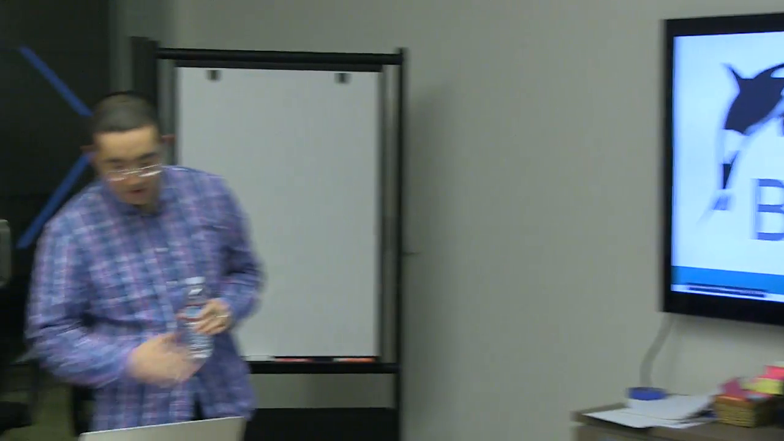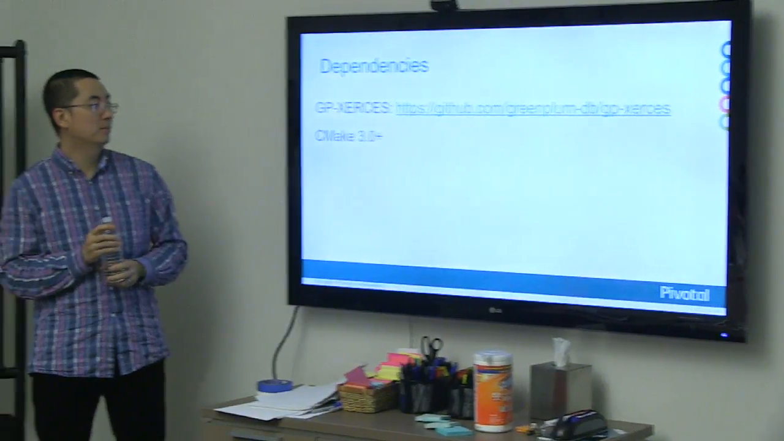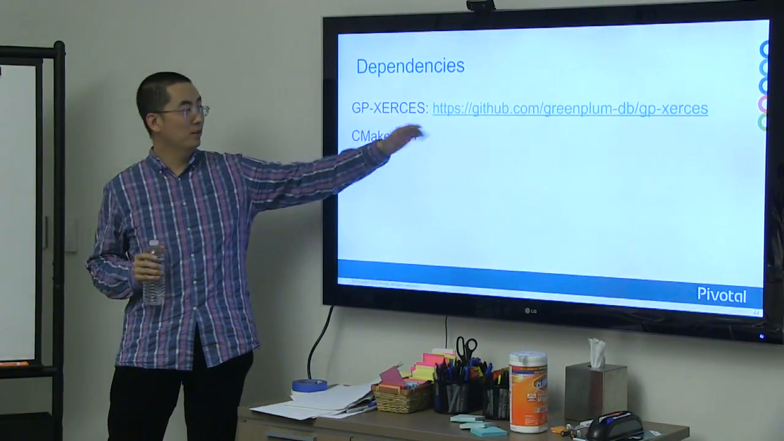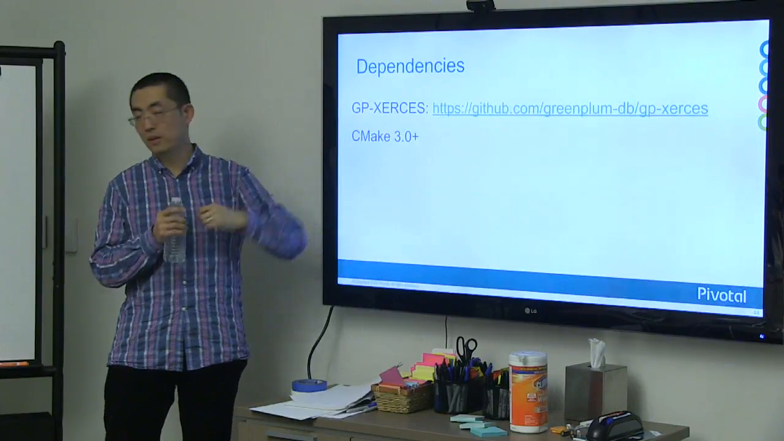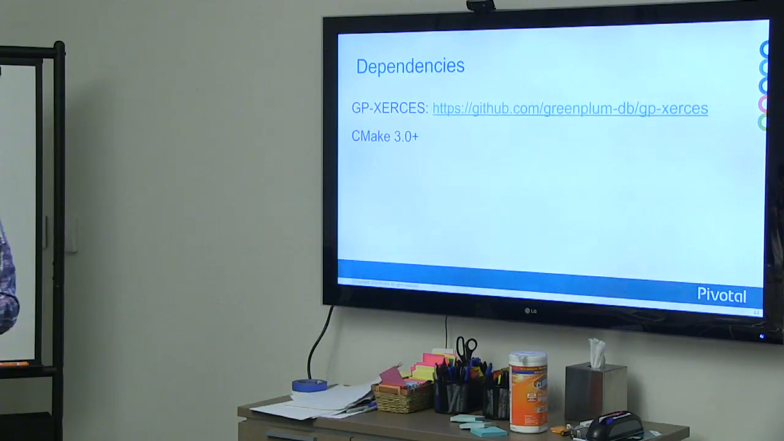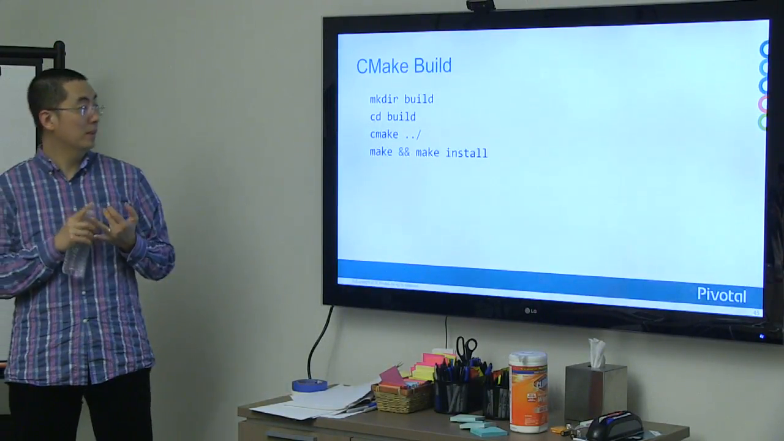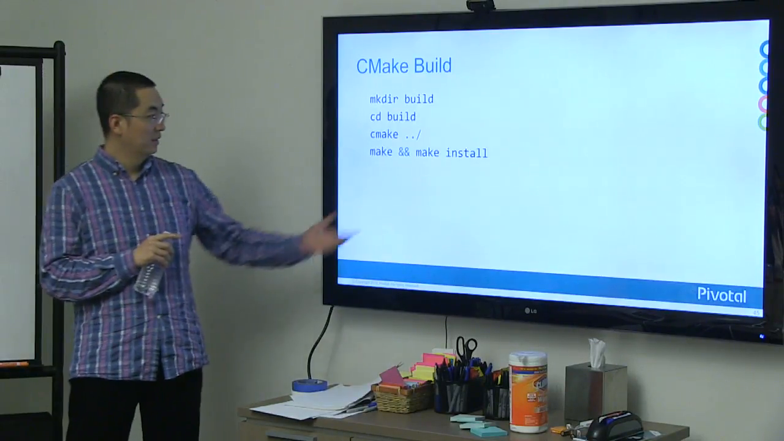Okay. Now you get a clone. You take a look at the structure. You'll understand it. The first thing you're going to do is to build it. And building it is actually very, very simple. You need to get CMake 3.0 plus, and then we need to have another dependency, which is GPXerces, to handle XML, and you can get it from the GitHub location here. Once you build and install the GPXerces, and also install CMake, the rest is pretty simple. You just go to the repo, make a build directory, cmake dot, and make it.